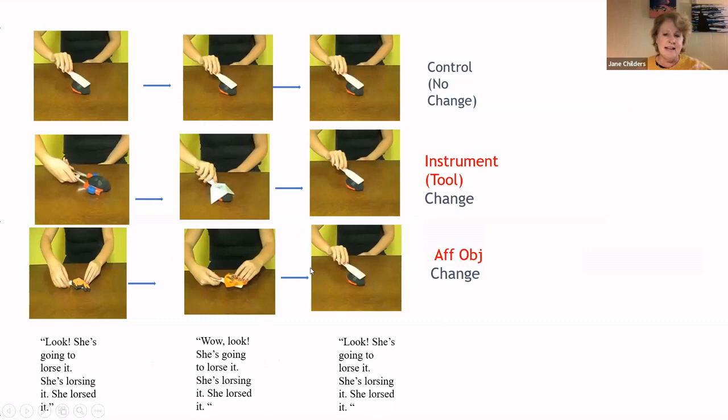Here's what the learning phase looks like in the 3 conditions though. So we have control. So remember, it's a dynamic event. You stick out your spatula and you flip the ladybug over. We have instrument or tool change. And so we're going to flip the ladybug over with 3 different tools. And then we have affected object change. We're going to flip over something else with the spatula. So we're going to flip 3 different things while they hear these novel verbs. In this case, it's lorse.